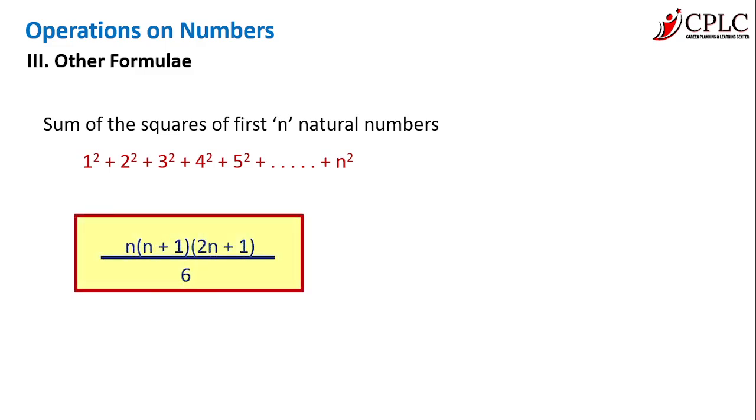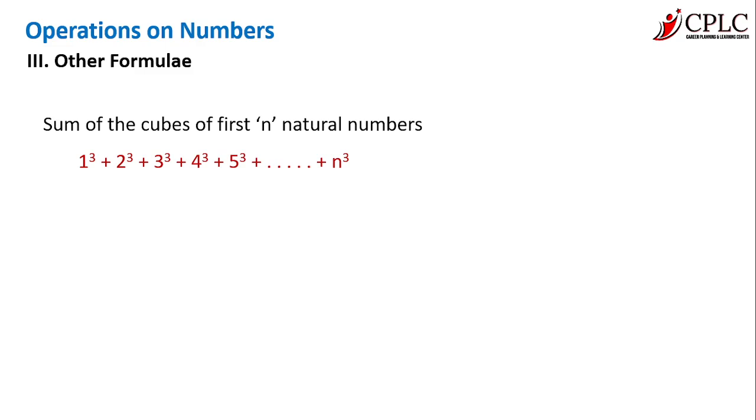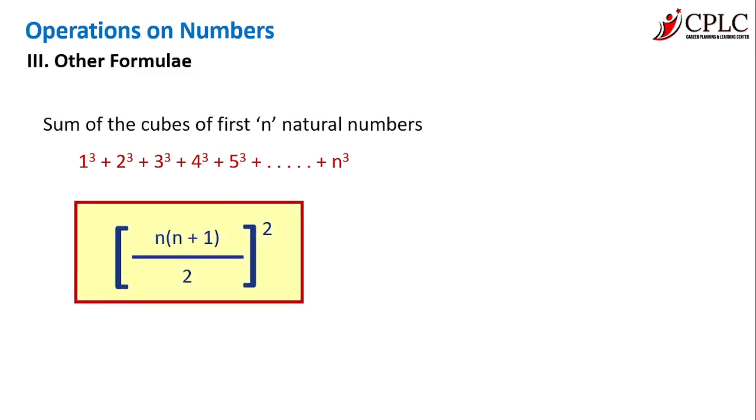And lastly, if you want to add cubes of the first n natural numbers, that is 1 cube plus 2 cube plus 3 cube, so on till n cube, for example, then the formula is n into n plus 1 upon 2 the whole square. So these are the formulae that you need to remember when it comes to some random calculations, and that is the reason it is better that we remember them as they are.